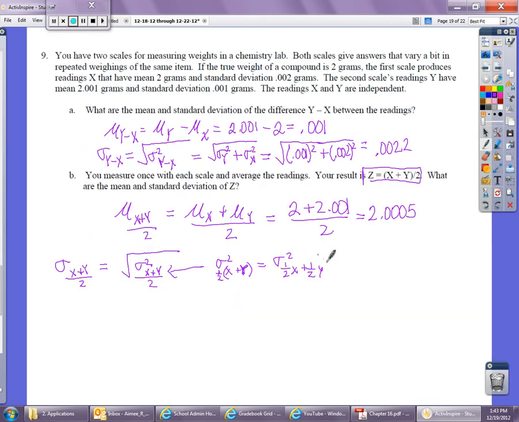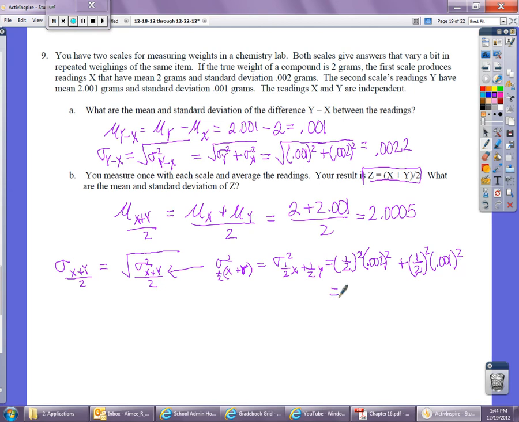I'm going to take that coefficient of x, and I'm going to square it. And then I'm going to multiply by the variance of x. Well, the variance of x is the standard deviation squared. So I take 0.002 and square it. And then I'm going to add to that, same thing, 1/2 squared for y, and then take the standard deviation of y and square it.